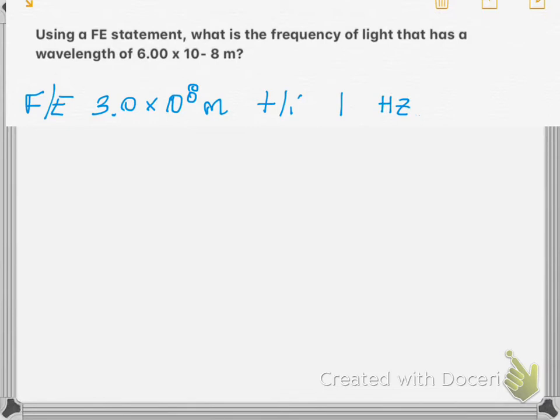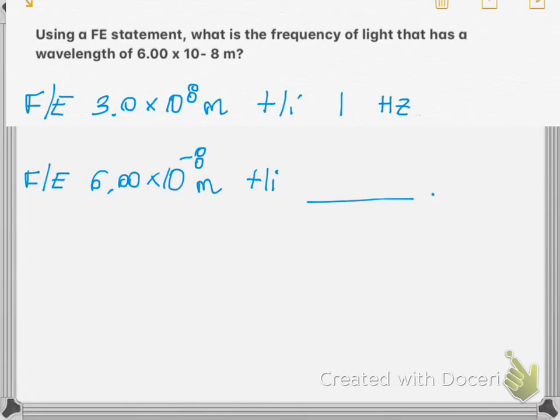So our second for every statement: for every 6.00 times 10 to the negative 8th meter, there is blank. That's what we're trying to find. All right, as you recall, the relationship between wavelength and frequency is indirect. So that means that as your wavelength increases, the frequency will decrease, and vice versa.